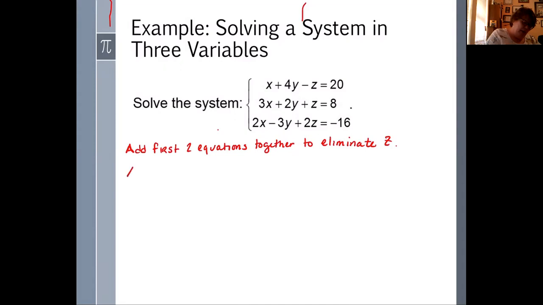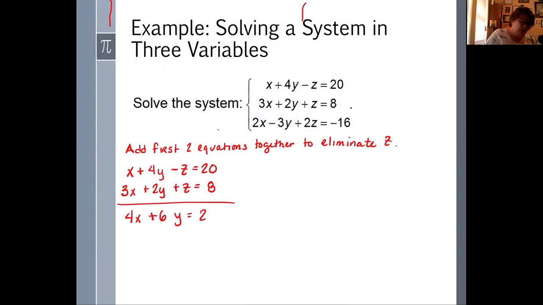Okay, so I'm going to add x plus 4y minus z equals 20 to 3x plus 2y plus z equals 8. And so I'm going to obtain an equation in x and y: 4x plus 6y equals 28. So there's my first equation in x and y.